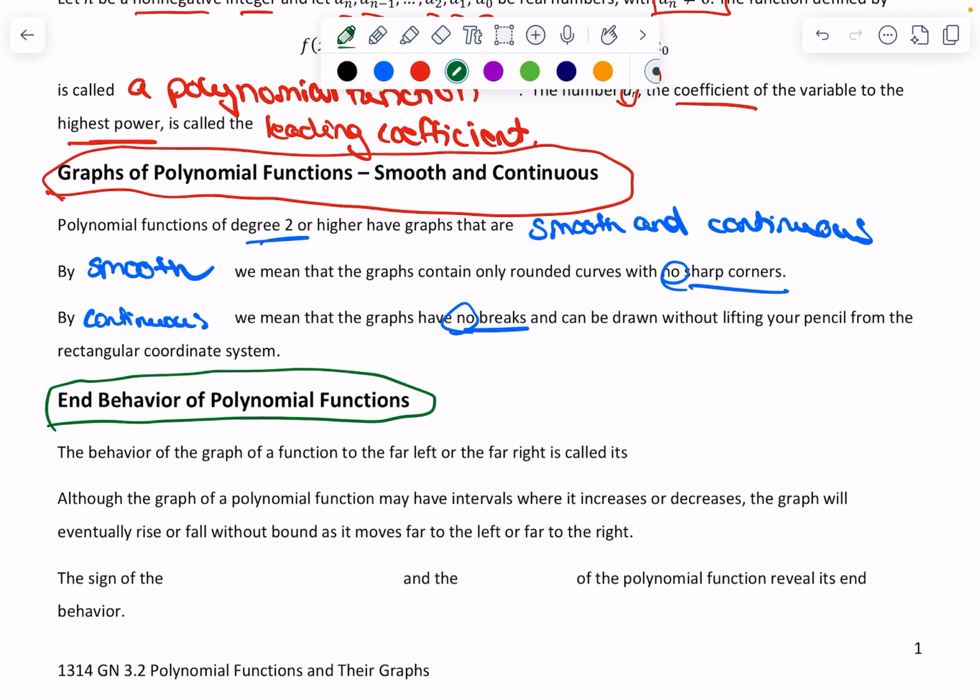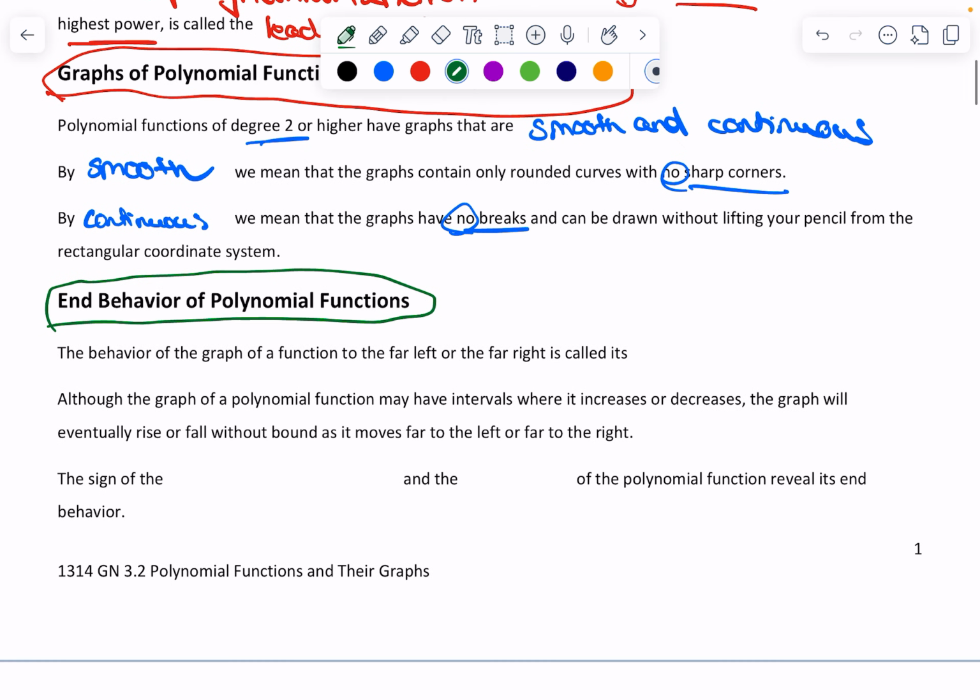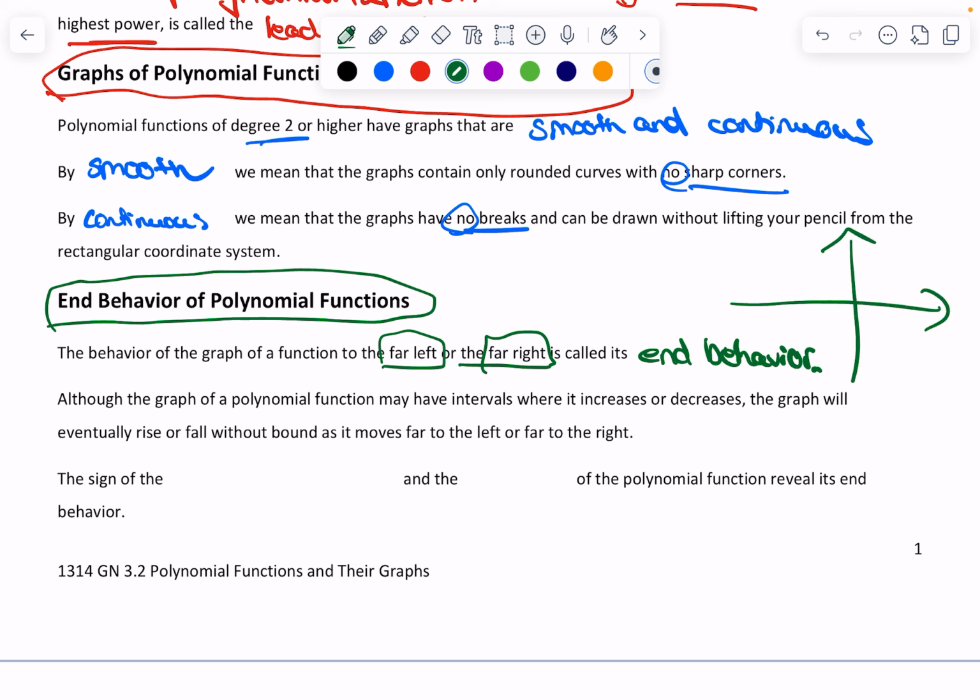Okay, next we're going to look at the end behavior of polynomial functions. So the behavior of the graph of a function to the far left or the far right is called its end behavior. So this is what's happening far left and far right. So for example, if we have a graph like this, the end behavior would be what's happening here and what's happening here.